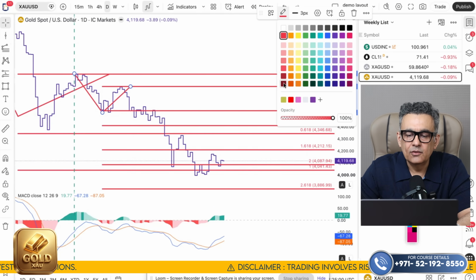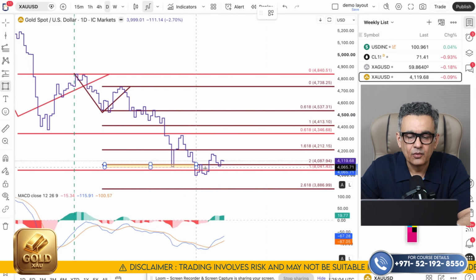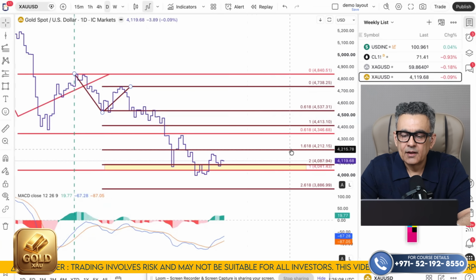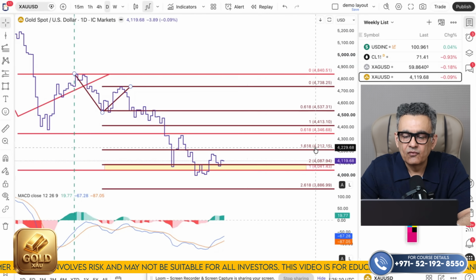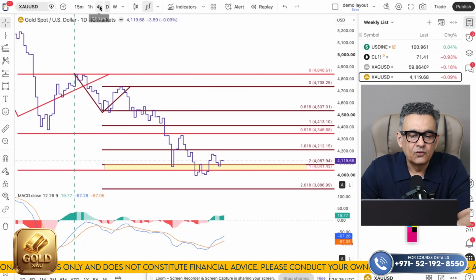Let's use a different color. So we reached exactly to the magnet support here. So this is the local magnet support. The upcoming resistance is around 42.12 here. And I can see here the lower low formation comes with bullish divergence. So selling pressure has eased off. And this is the first target in sight now. Now it's time to move to the 4 hourly frame.